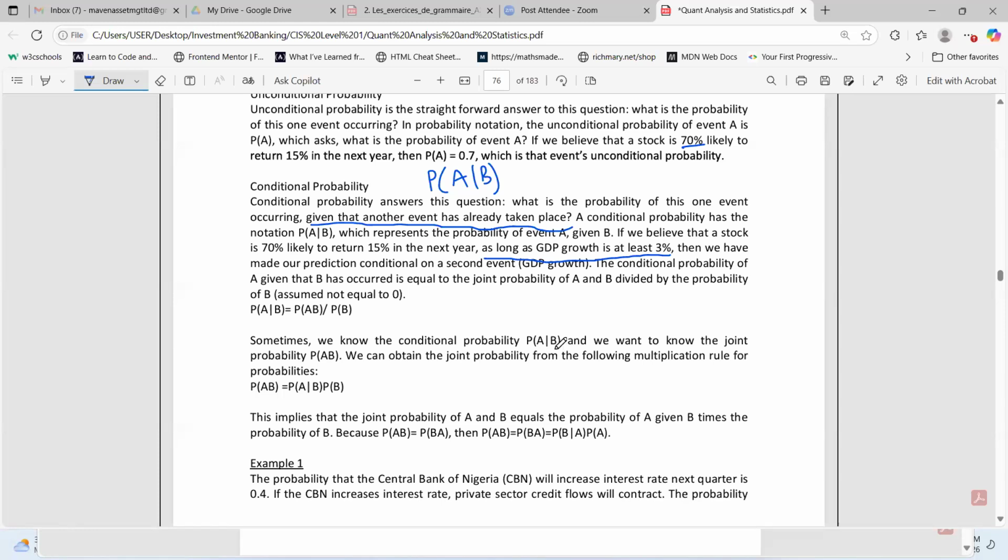Sometimes we know the conditional probability and we want to know the joint probability. Here, what we are looking at is simply a change of subject of the formula. Let me use much simpler terms to express that. Suppose everything we have here is X, and this is Y, and this is Z. Then this can be expressed as X is equal to Y divided by Z.